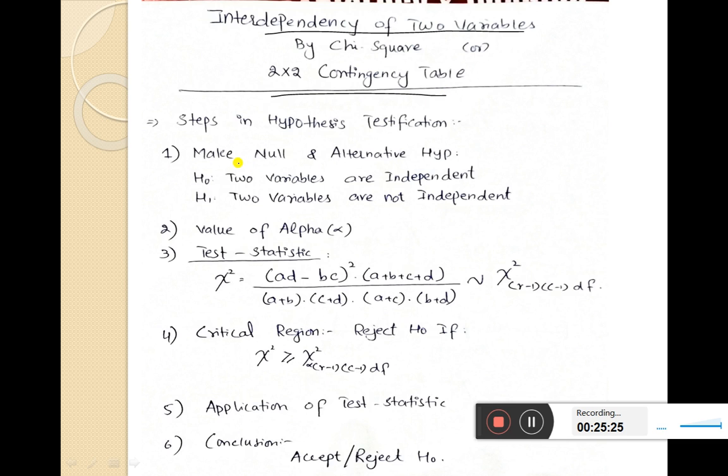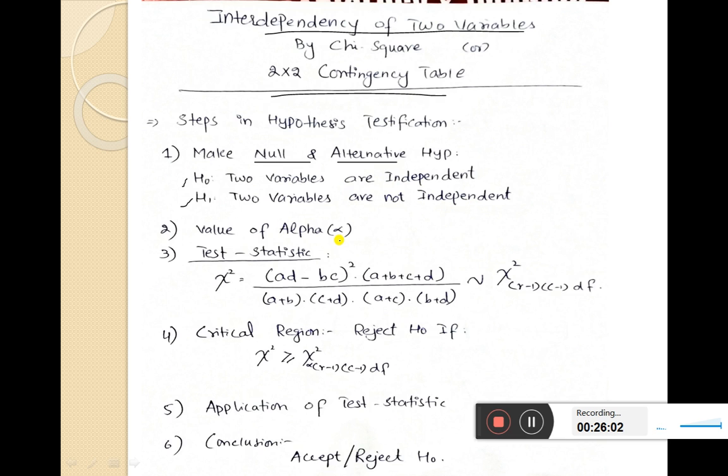Step number 1, make the null and alternative hypothesis. H0 is that the two variables are independent. When two variables are independent, it simply means they are not associated. And H1 is that the two variables are not independent. When two variables are not independent, it means they are linked, they are associated. Simply, they are dependent.